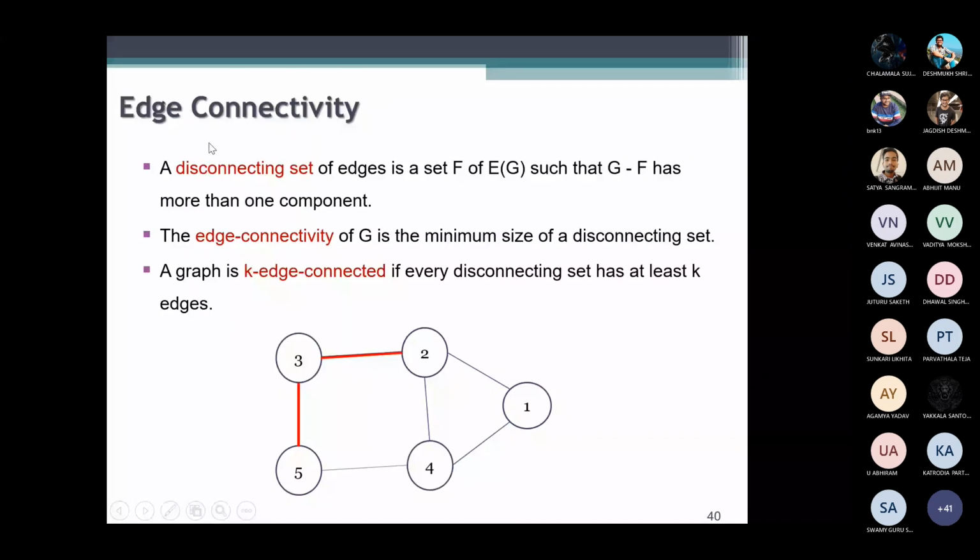Similarly, edge connectivity. The disconnecting set of edges is a subset F of E edges such that G minus F has more than one component. Just say 2 3 and 3 5, if I delete them, it will create more than one component. So the edge connectivity of G is the minimum size of the disconnecting set. So here it is 2. The edge connectivity of this graph is 2. Similarly, the vertex connectivity of this graph is also 2.